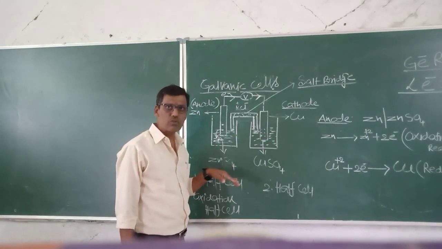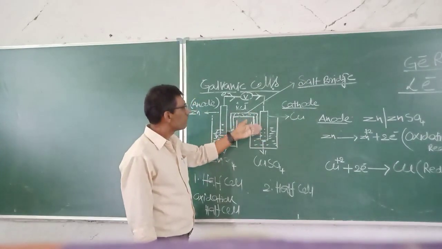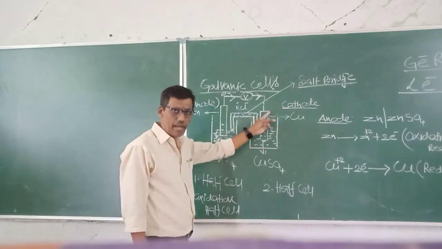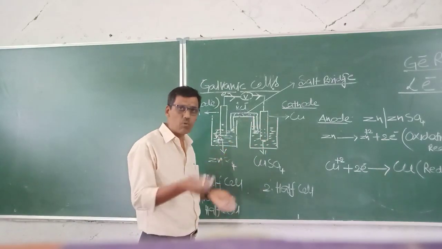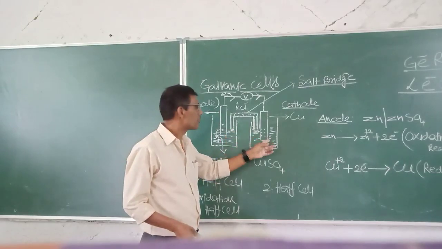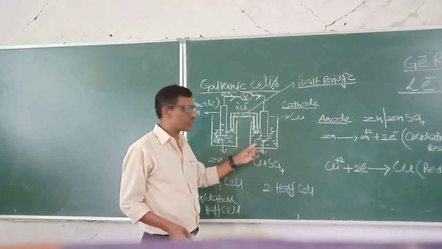So because of this reaction, what is happening? The copper becomes more in weight. At the cathode, the copper rod, more and more copper is deposited. Its weight is increased due to the deposition of copper, which comes from this solution.